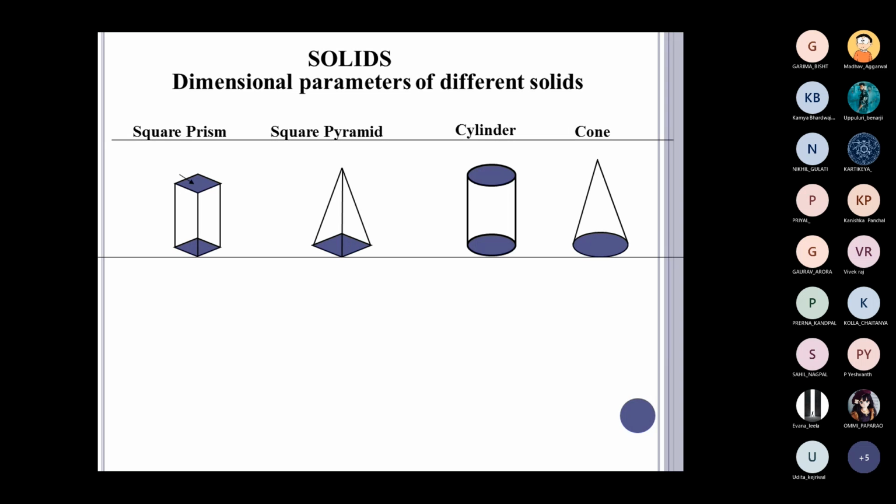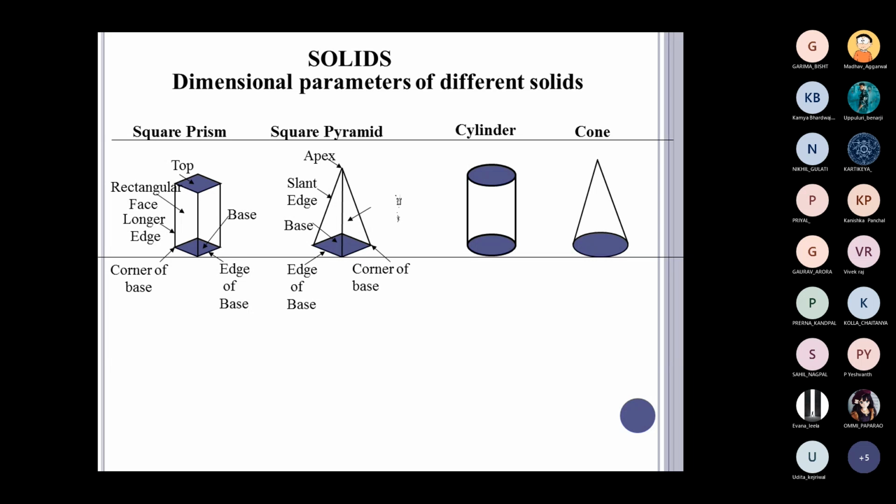These are the different solids: square prism, square pyramid, cylinder and cone. These are the different names of the faces: corner of the base, edge of the base. These are just different names of the components.